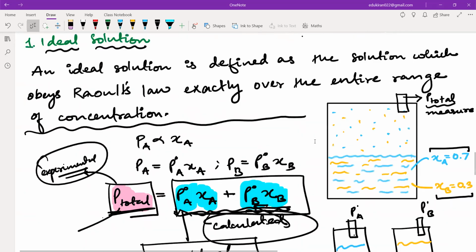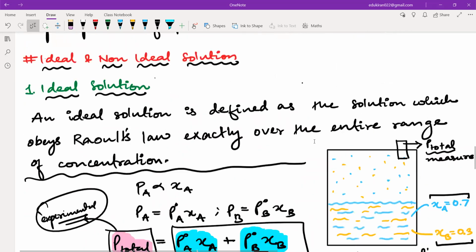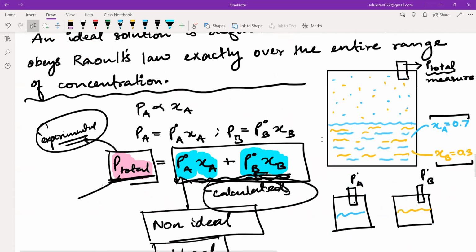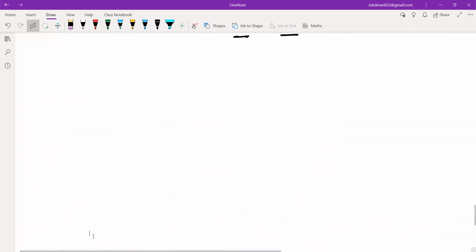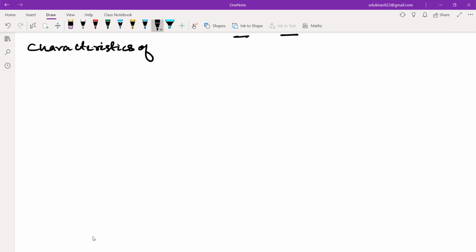So what we have written till here is that an ideal solution is defined as the solution which obeys Raoult's law exactly over the entire range of temperature, and you understand how Raoult's law can be disobeyed. Now we'll write points, please write here. Characteristics of ideal solution. So in an ideal solution, what should be there?